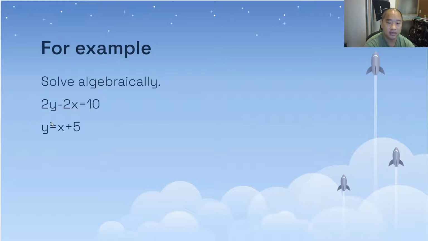So we'll just plug that into here to get 2 times x plus 5 minus 2x equals 10. Then we'll distribute, and that is 2x plus 5 minus 2x equals 10. And we'll see the 2x and the negative 2x are like terms, and they'll cancel each other out. 5 equals 10. 5 does not equal 10. So you know that this is no solution.